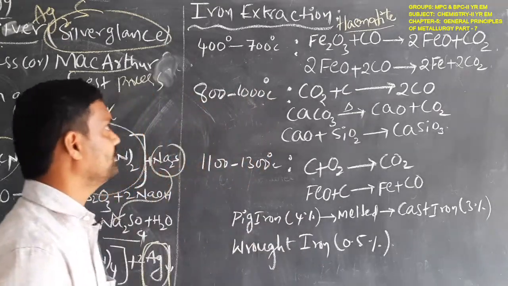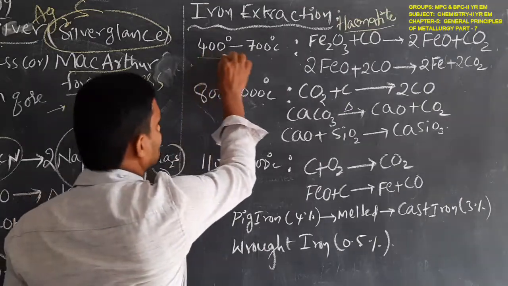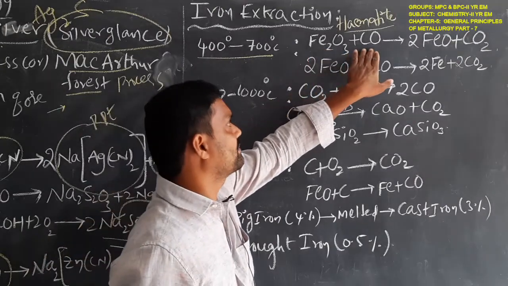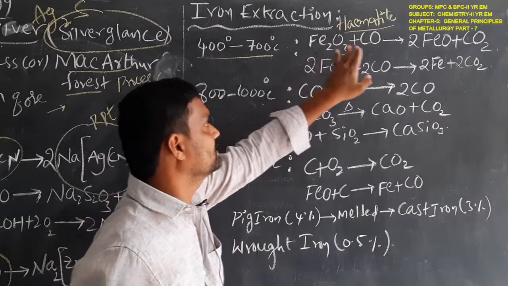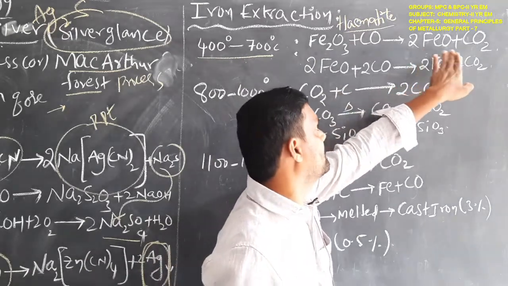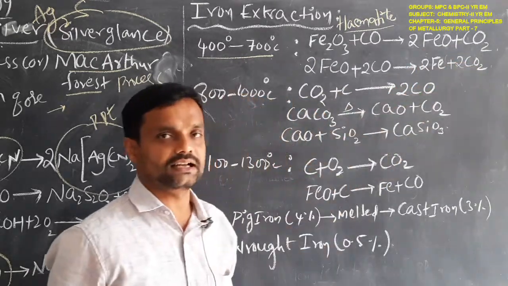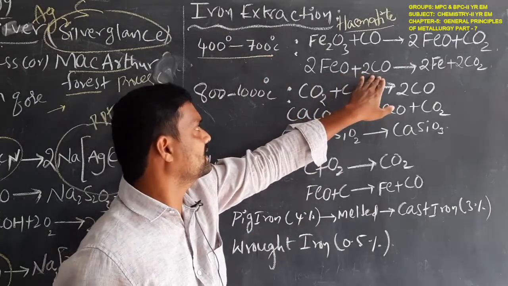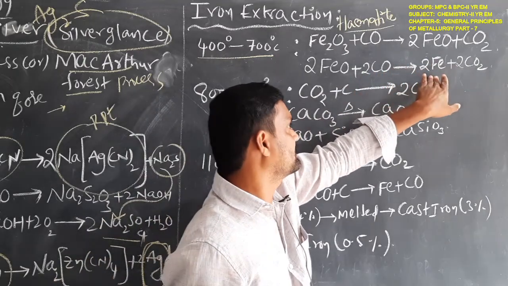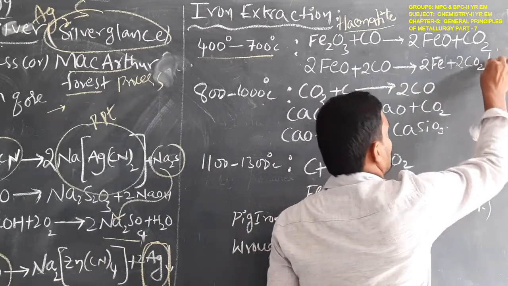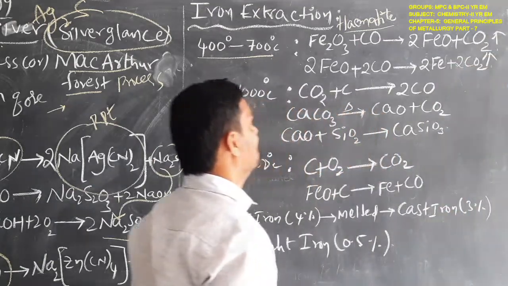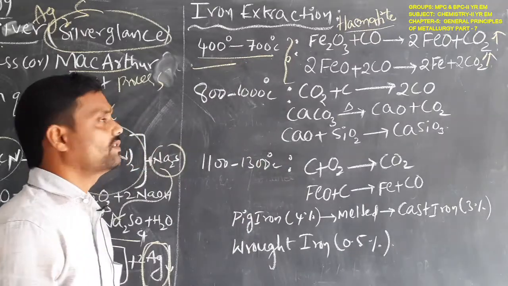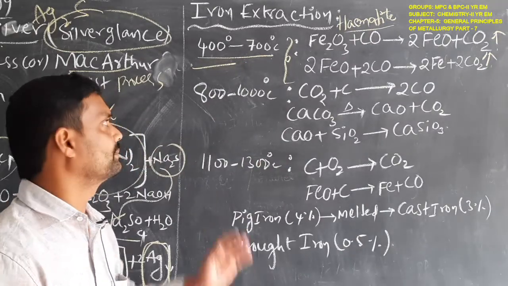In the blast furnace at 400 to 700 degrees Celsius, the hematite ore Fe2O3 reacts with carbon monoxide. Then this Fe2O3 is converted to the oxide FeO by the elimination of carbon dioxide gas. And at that same temperature range, this iron oxide reacts with carbon monoxide and is converted to iron by the elimination of carbon dioxide gas. So these two reactions are possible in the blast furnace at 400 to 700 degrees Celsius.